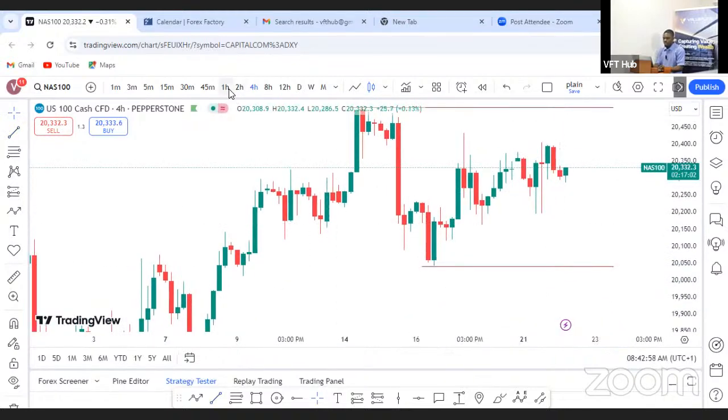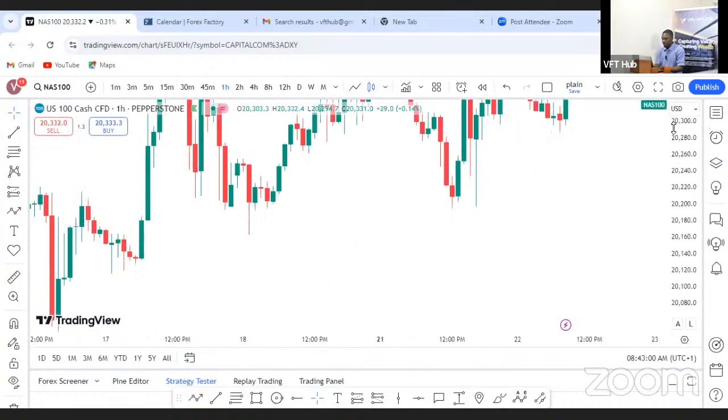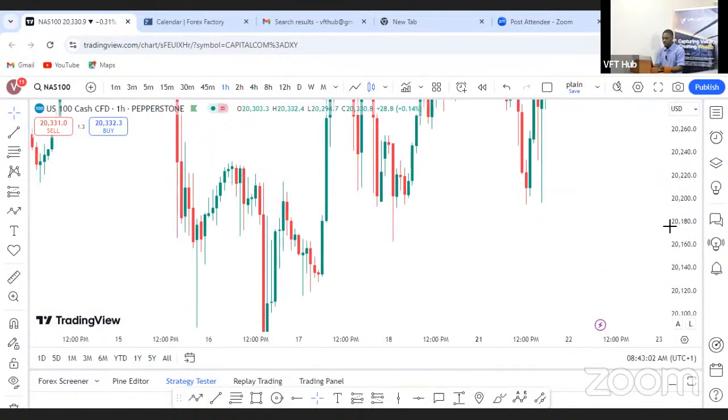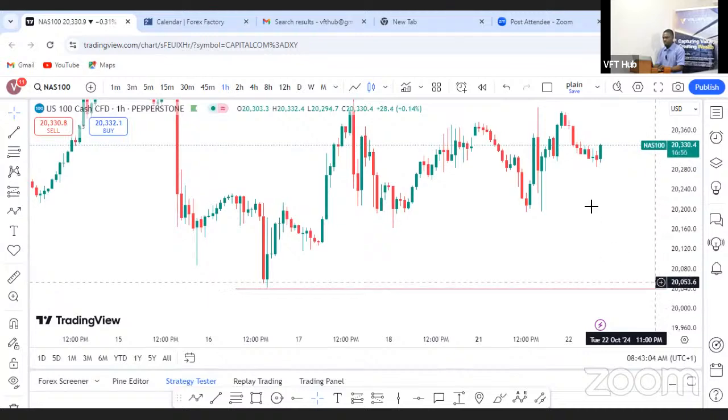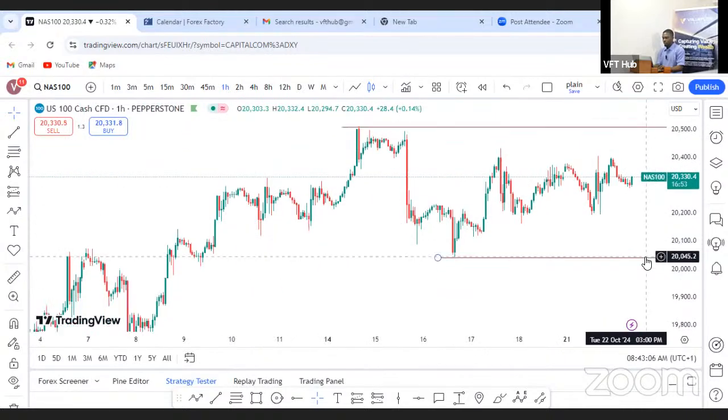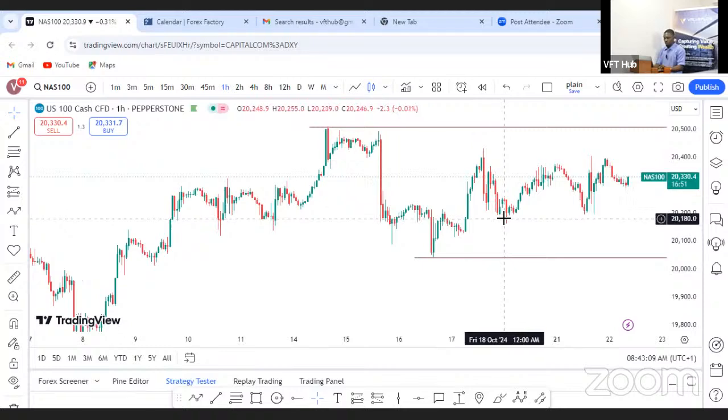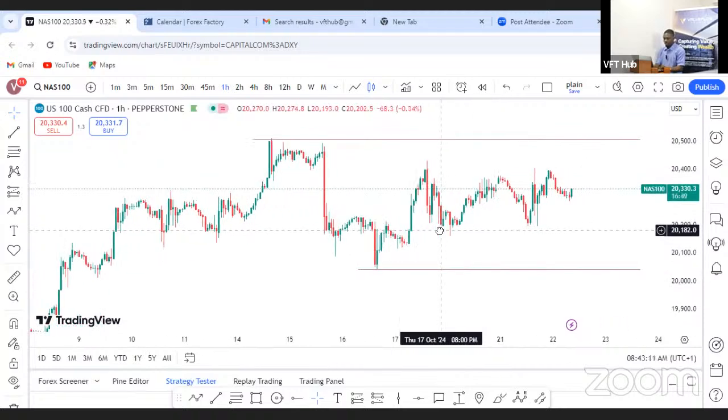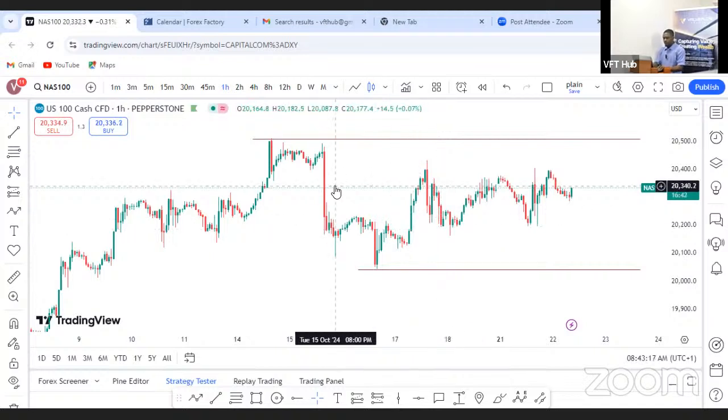Probably on the lower time frame, we might see areas where we can enter. There's nothing on the lower time frame for us to even take a trade this morning. So we might as well just be patient on US 100, right? That's Nasdaq, except for those that want to trade the box strategy.